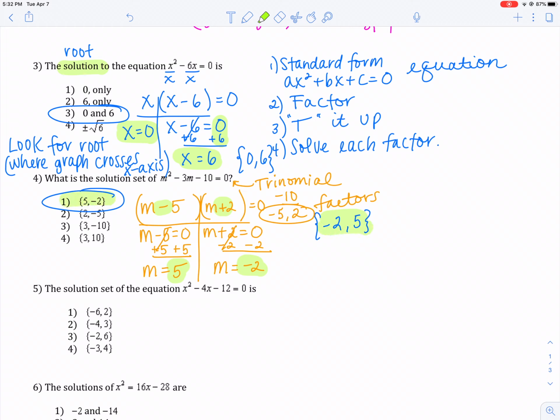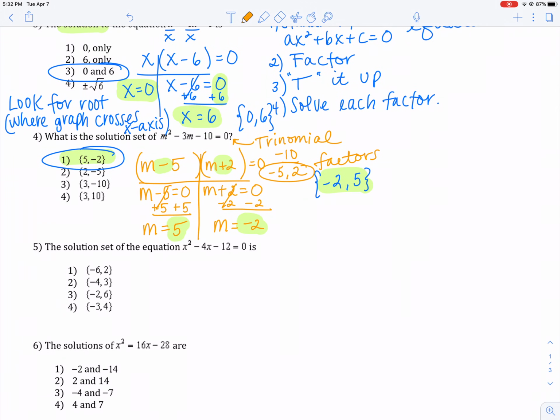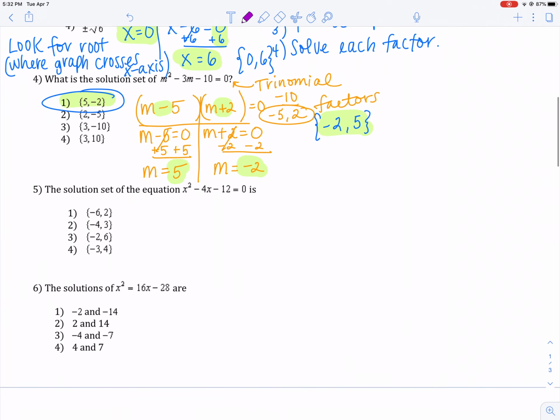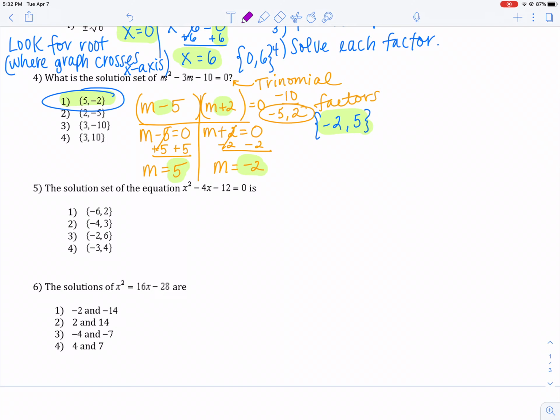Whatever way you want to do it is fine. If it's multiple choice, you could put it straight into the calculator. If it is not multiple choice, you have to show the work. So I'm going to show you another one with the work, but I'll prove it with the calculator.